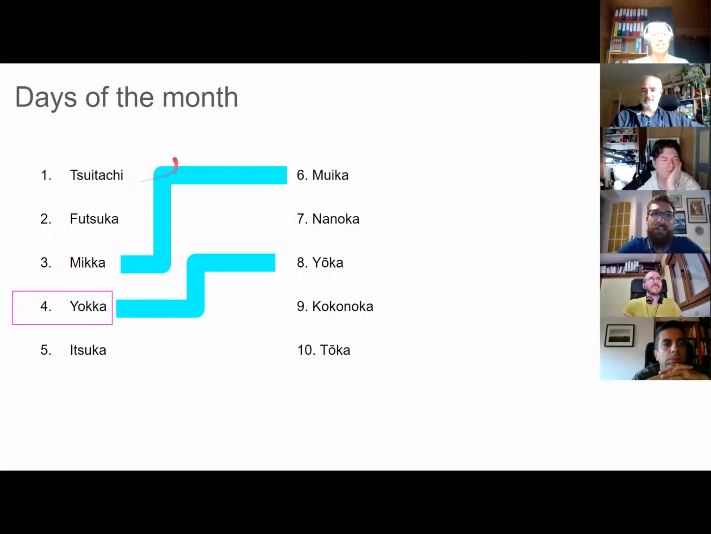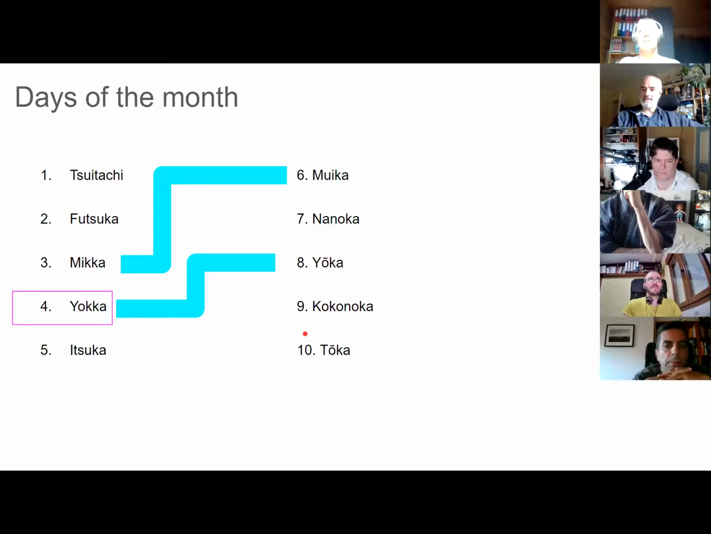Okay, hej dozo. Suitachi. Futsuka. Mika. Yoka. Itsuka. Muika. Nanoka. Yoka. Kokonoka. Toka. And 14, juyoka. And 20th, hatsuka. And 24th, nijuyoka. 34th, sanjuyoka. Good luck.